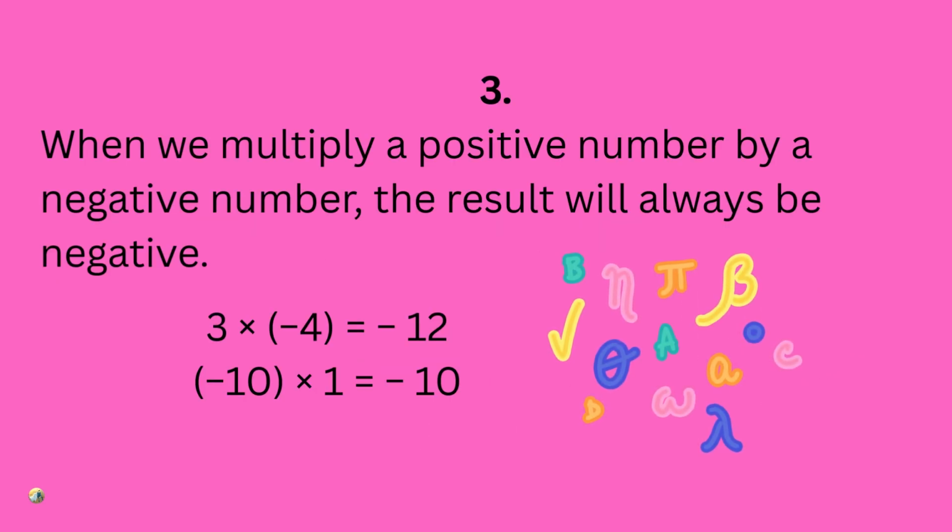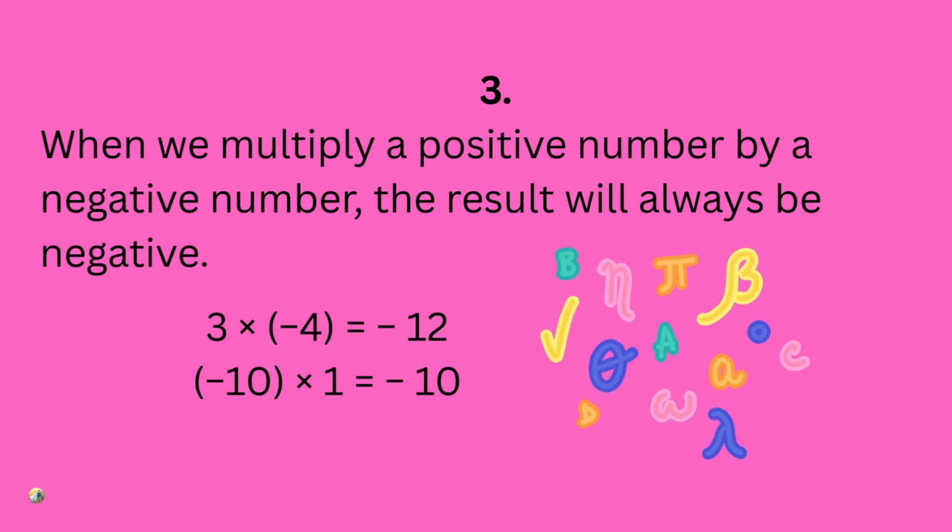Third one is, when we multiply a positive number by a negative number, the result will always be negative. Here is an example. When we multiply positive 3 with a negative 4, we will get negative 12. In the same way, when we multiply negative 10 with positive 1, we will get negative 10.